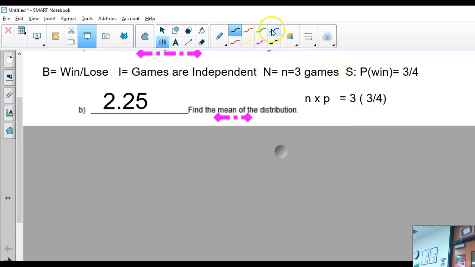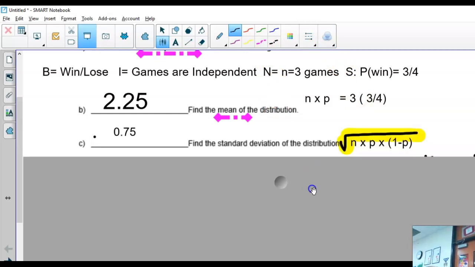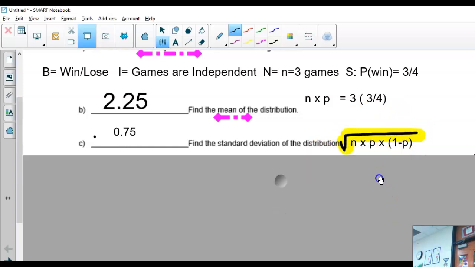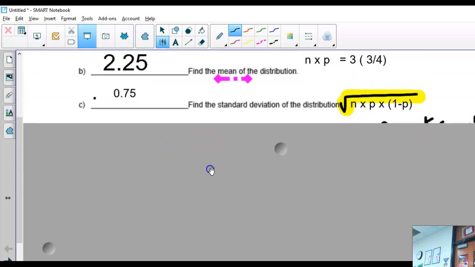Next, we have to find the standard deviation. Annika, did you find the standard deviation? Yes. And what did you find? 0.75. She sure did, and she got this from this formula here: the square root of N times P times 1 minus P. You plug in your N, your 3, your 3/4, and your 1 minus 3/4 to get 0.75.